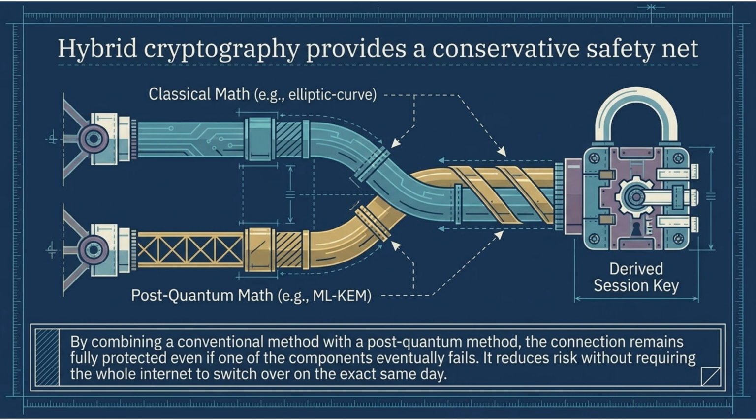To manage this transition safely, engineers are deploying hybrid cryptography. In this model, a conventional public key method, like elliptic curve cryptography, is combined with a post-quantum method, like ML-KEM. The final session key is derived from both systems. This is a highly conservative engineering choice. The connection remains secure as long as at least one of the components remains unbroken. This hybrid approach allows us to deploy and test post-quantum algorithms in the real world today, without sacrificing the proven security of our existing standards.